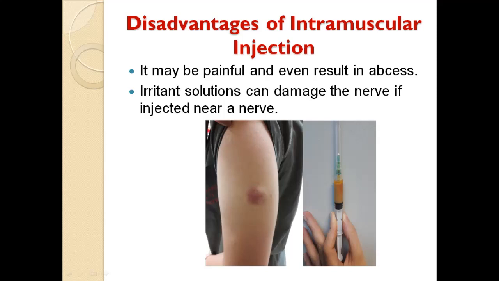Otherwise, there could be swelling and even redness, and finally it could also lead to pus formation in that area. So we have to be careful with the intramuscular injection to prevent the abscess. Irritant solutions can damage the nerve if injected near a nerve. Therefore, we have to make sure that we follow the right methods of injecting the drug.